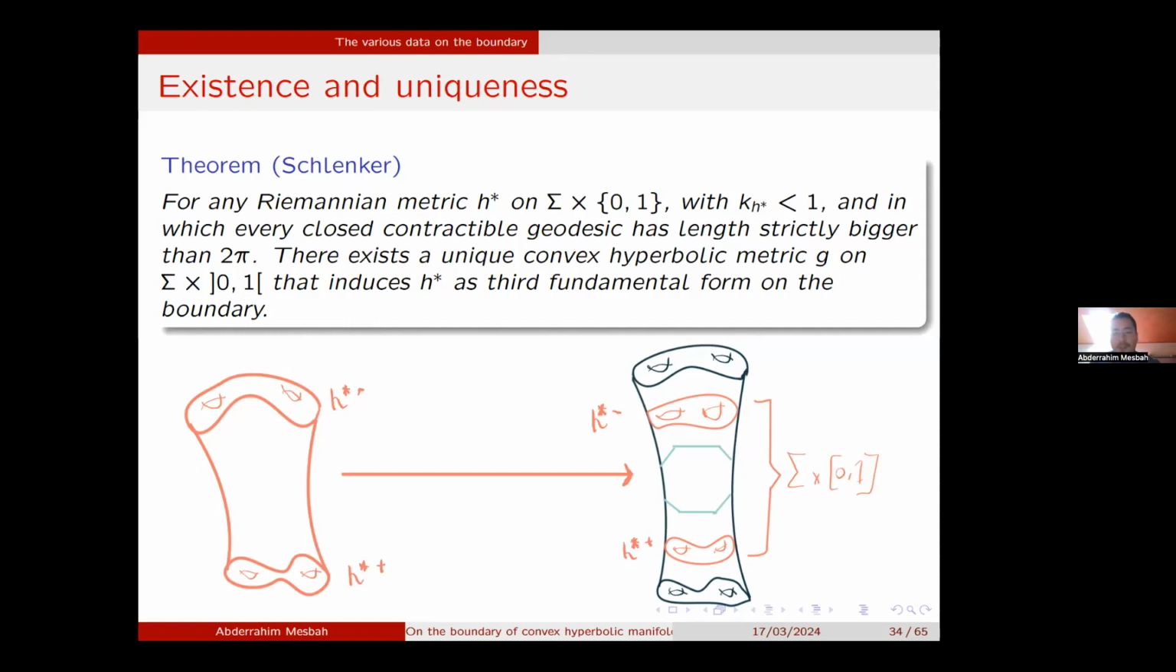So this is also a smooth version of the Thurston conjecture. But this one corresponds more to the Thurston conjecture about measured laminations. We will see why in the second part.